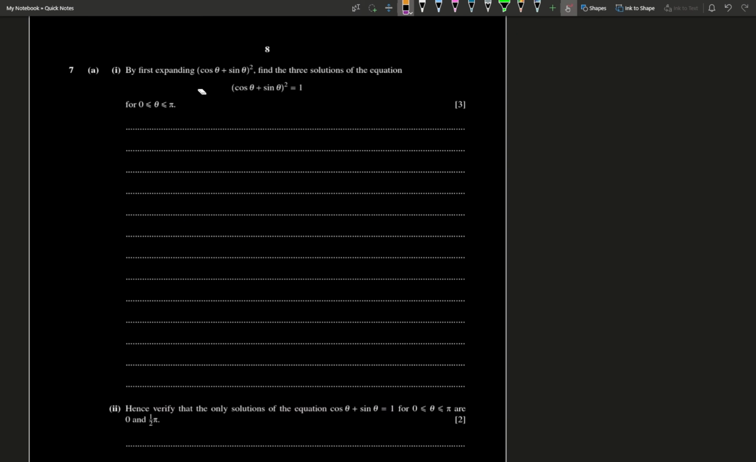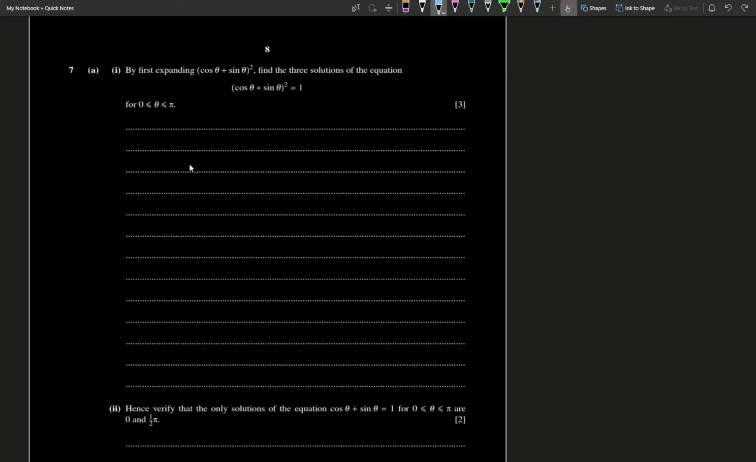By first expanding cosine of theta plus sine of theta all squared, find the three solutions of the equation cosine of theta plus sine of theta all squared equal to 1, for theta greater than or equal to 0 and less than or equal to pi. Of course, don't take the square root of both sides, because the question says by first expanding this bracket right here.